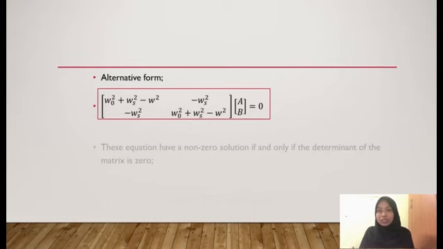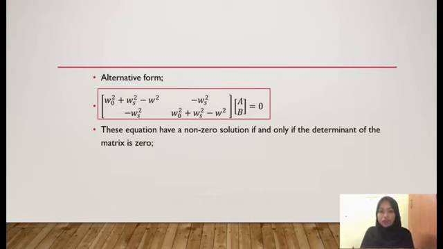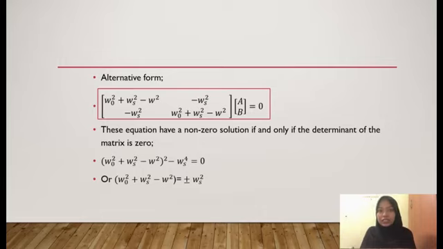These equations have a non-zero solution if and only if the determinant of the matrix is 0, such as (omega naught squared plus omega s squared minus omega squared) squared minus omega s to the power of 4 is equal to 0, or we can write it as omega naught squared plus omega s squared minus omega squared equal to plus or minus omega s squared. Each normal mode frequency has its own particular value of the phase constant. The number of adjustable constants then allows the solution to satisfy arbitrary values of the initial displacements and velocities of the system.